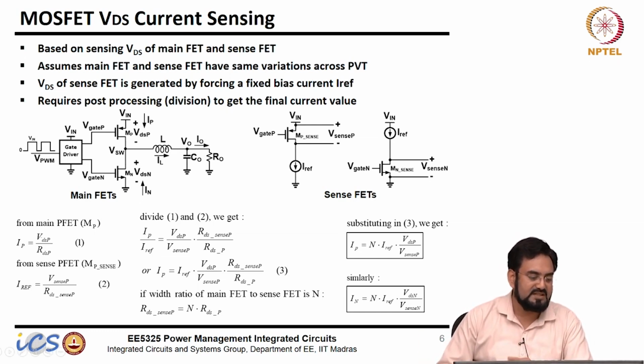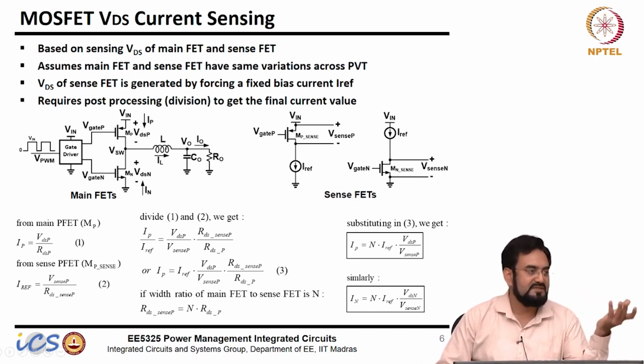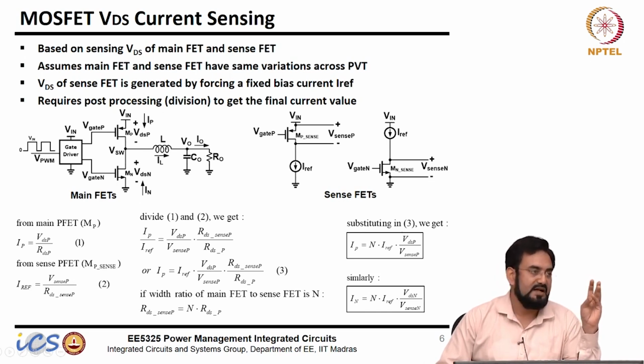So your IP is nothing but VDSP over RDS, and IREF is V sense over RDS of this. And the ratio is this. RDS on of this sense is n times of RDSP. You substitute here, and that's what you get. So what information do you need? You need IREF, which is already known because it's a fixed current you are feeding here, and you need these two voltages and the ratio of the two.